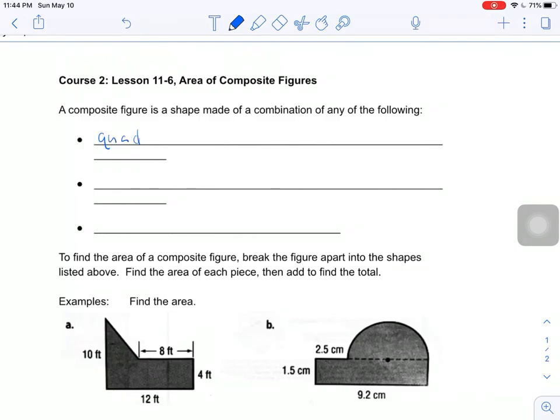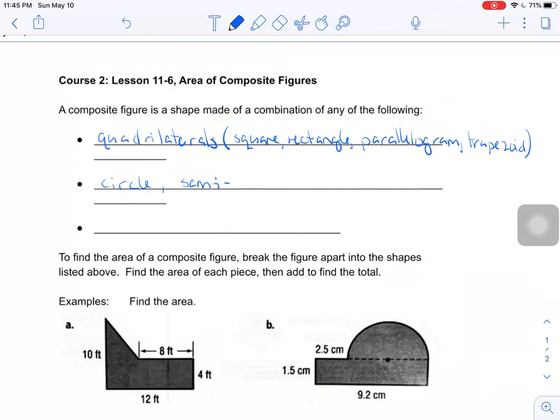It could have quadrilaterals, and we know how to find the area of several different quadrilaterals. So it could be things like a square, a rectangle, a parallelogram, or a trapezoid. We have learned about all of those different ones at different points this year, several of them recently.